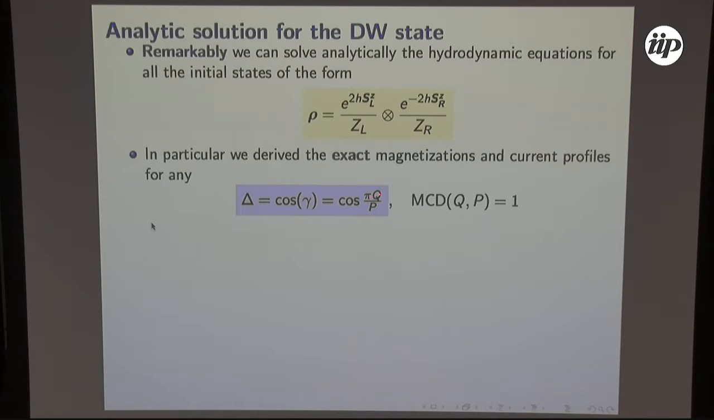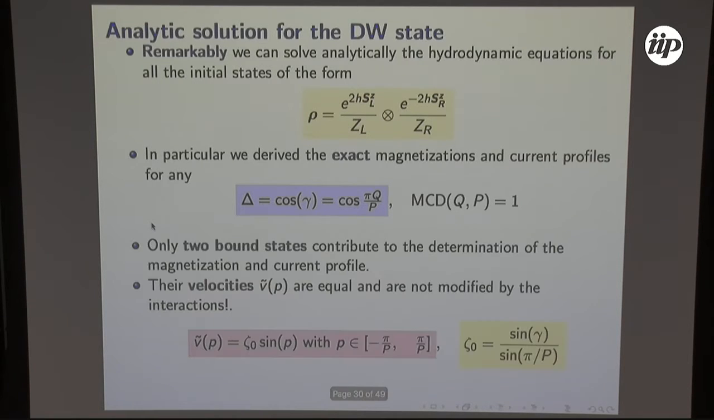Cosine of gamma, and gamma is pi q over p. And q over p, capital P, they are coprime numbers. Okay? So that's some technical stuff, but you will see that it has some implication. Quite interesting, actually. But you have to assume it for technical reasons, because the Bethe Ansatz gives you all the states, all the root densities, only when this parameterization holds.